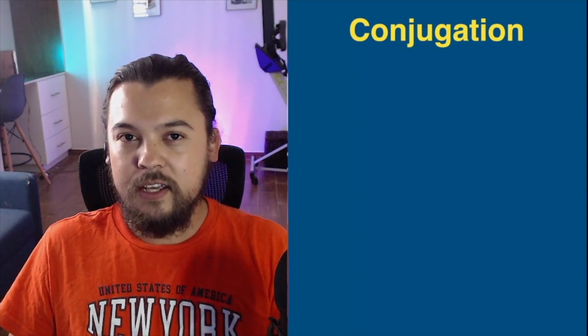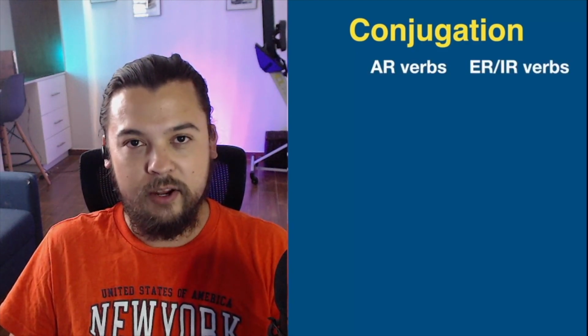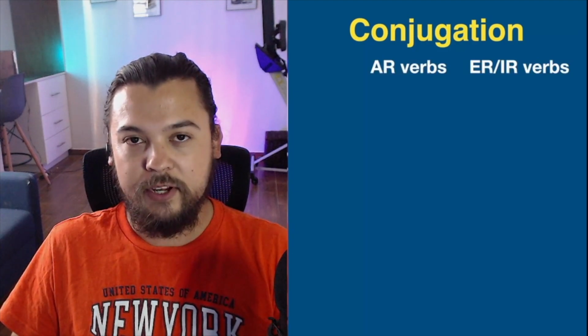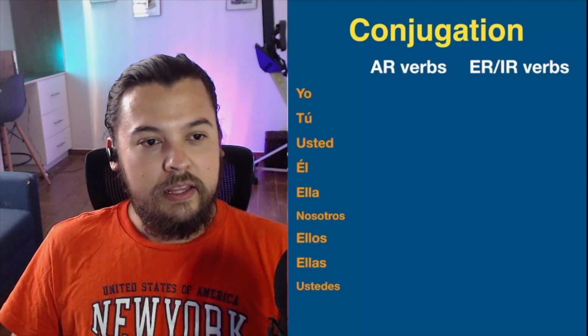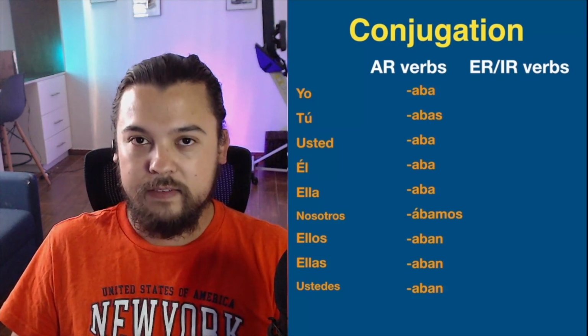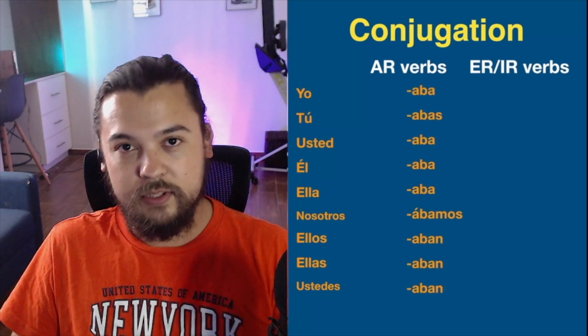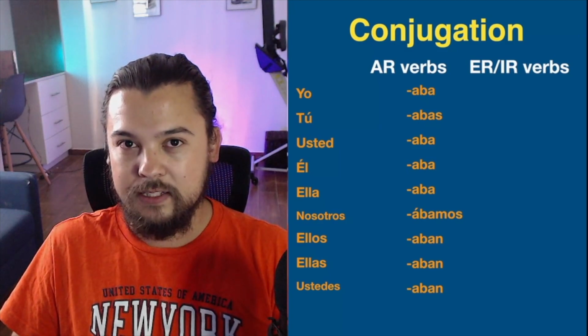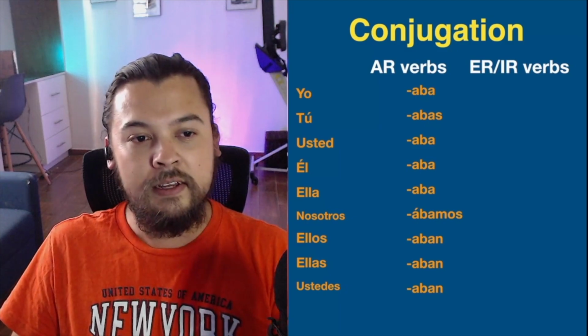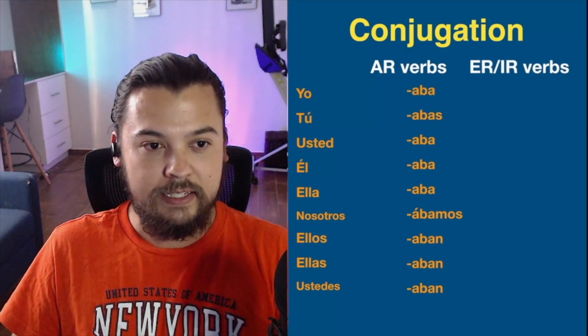Let's start with the conjugation. Conjugation is always the same. You have the AR verbs, ER verbs, and IR verbs, the three kinds of verbs that exist in the Spanish language. In the AR verbs, you will be using these endings. Just like we have seen in the present and also in the preterite, you have special endings. You have to remove the AR, just like present, just like preterite, and you have to add these endings.